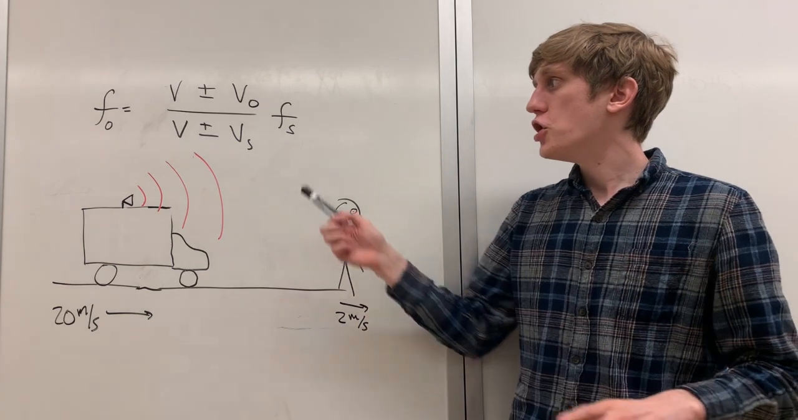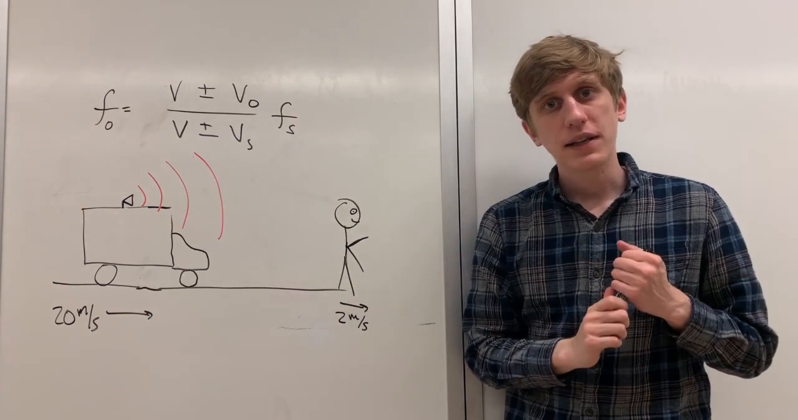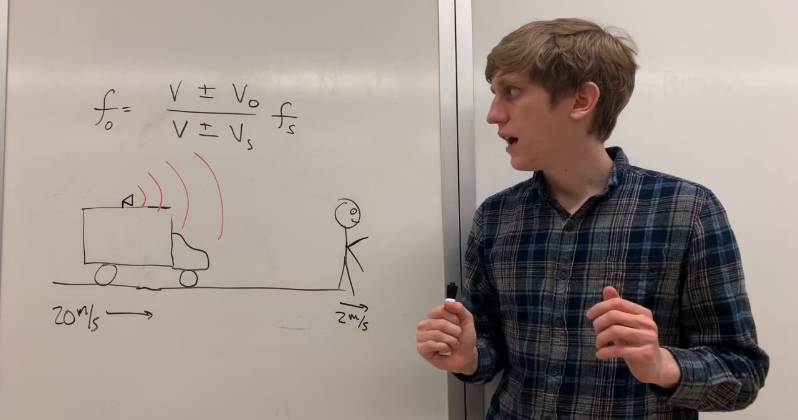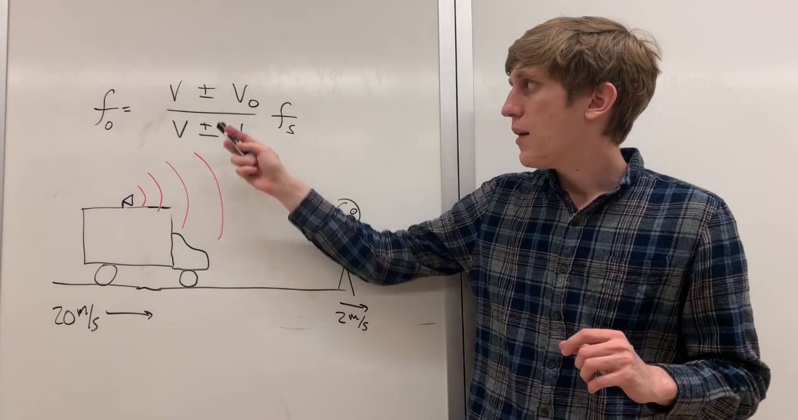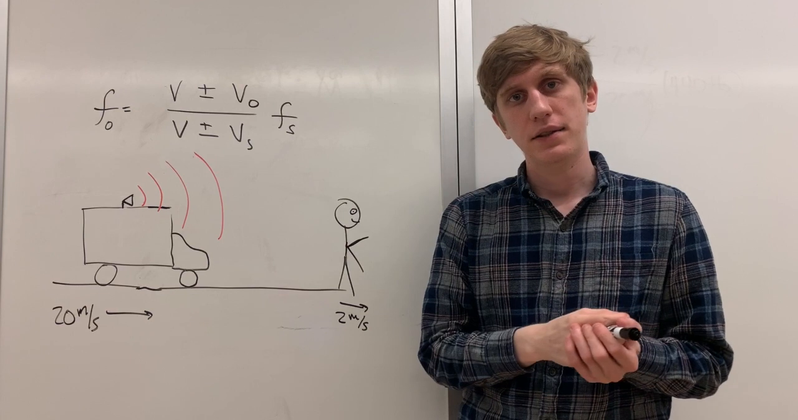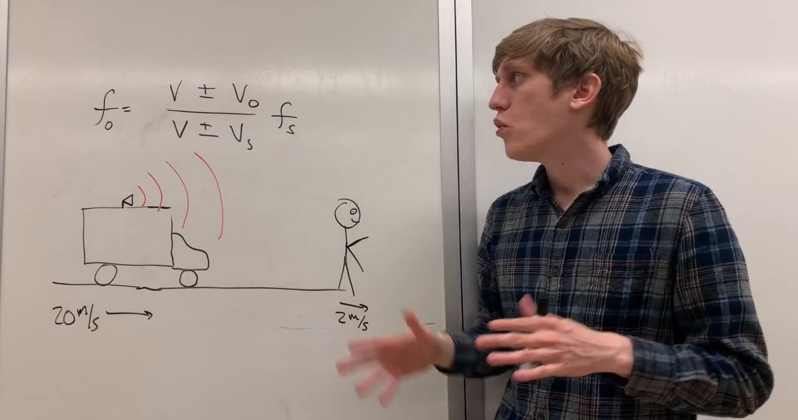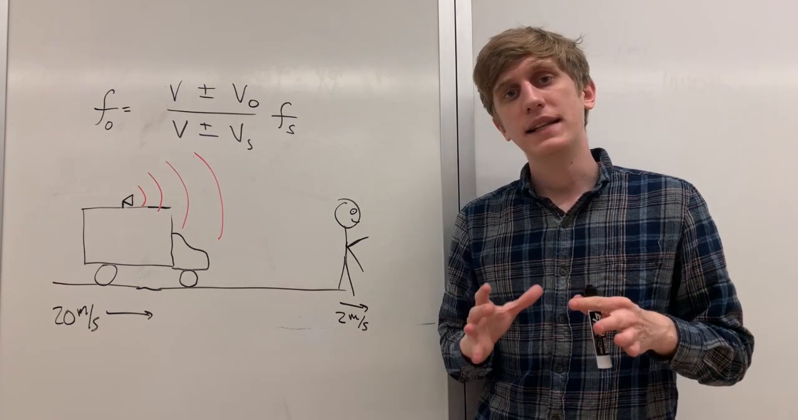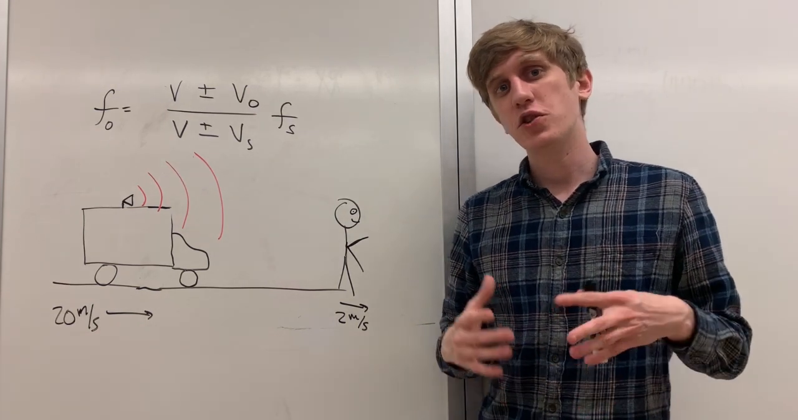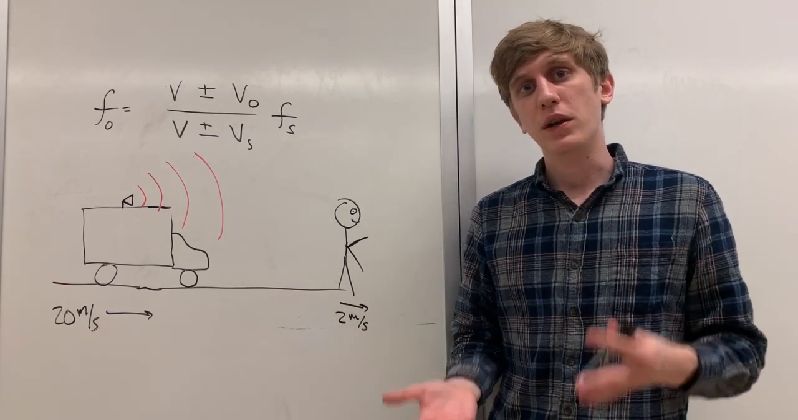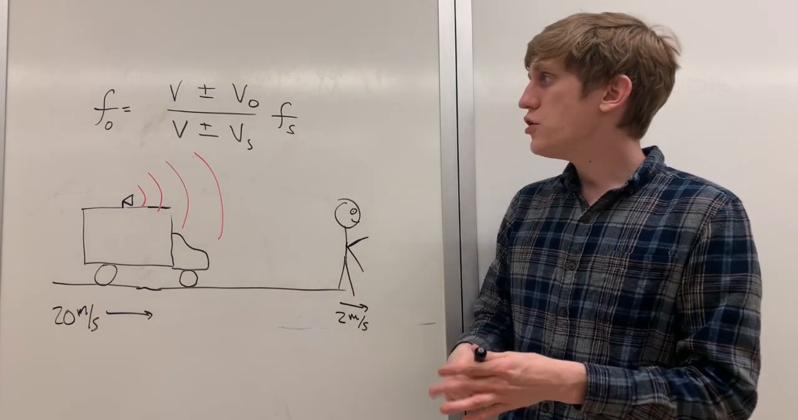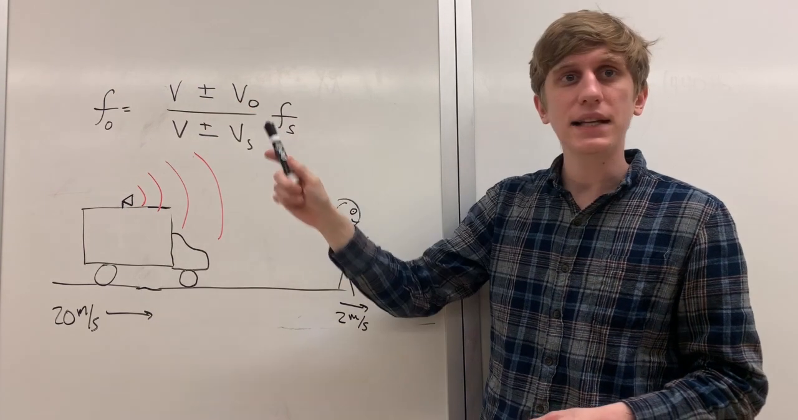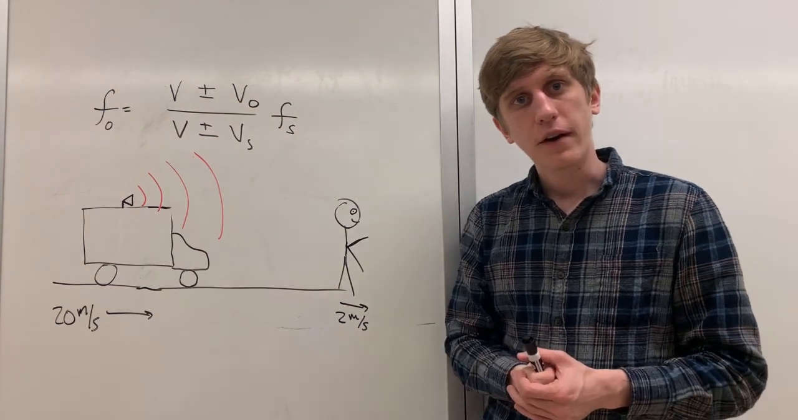This equation describes this effect. However, there is ambiguity in this equation that we need to be careful of, particularly the plus or minus signs. It's important that we know which one to use if we want to get the right answer. I find that the easiest way to think about this is just thinking about this effect in real life. In the numerator, we have the speed of sound plus or minus the speed of the observer.